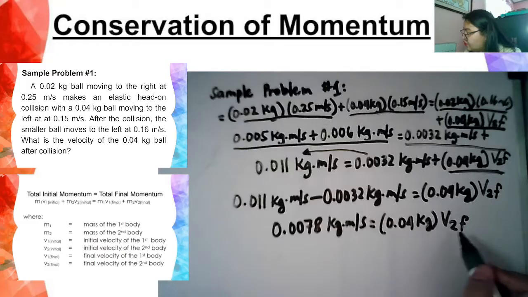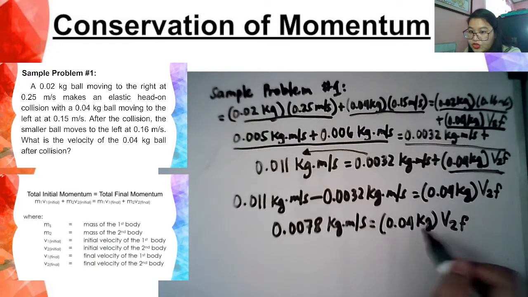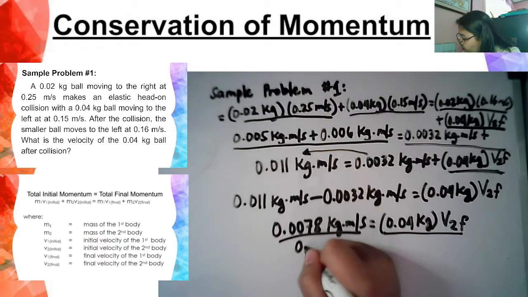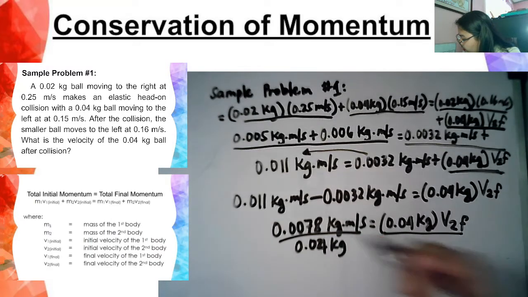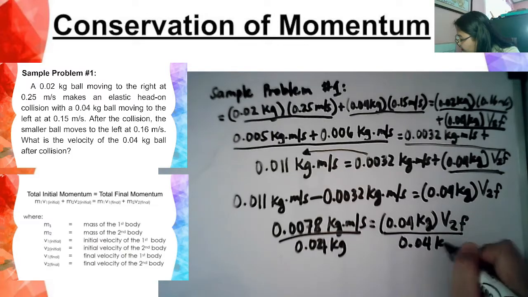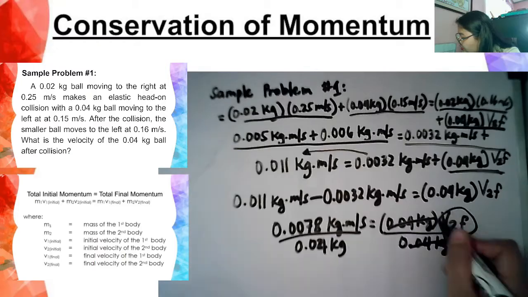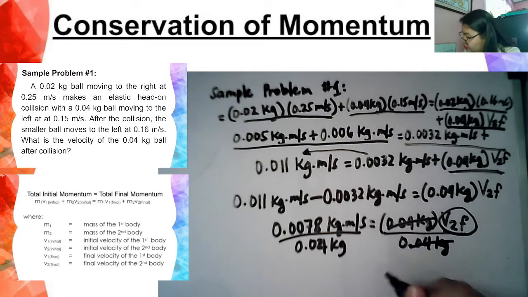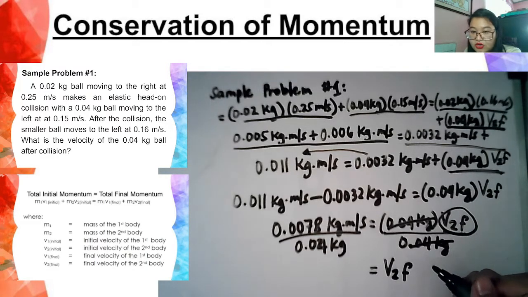Now, to get the V2 final, kailangan matanggal natin tong 0.04 kilogram. So, ano pang gagawin? You need to divide both sides by 0.04 kilogram. So, maka-cancel out to dito. Ang matitira ay ito, V2F. Okay? So, we have here V2F or the final velocity of the second object.